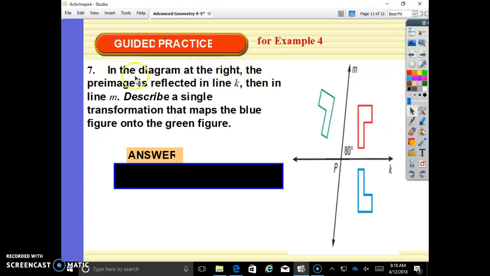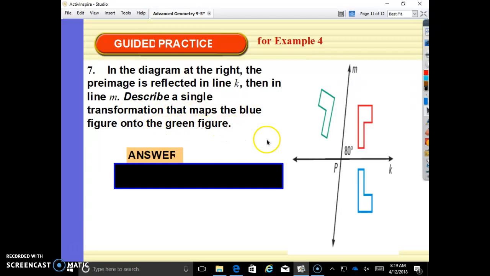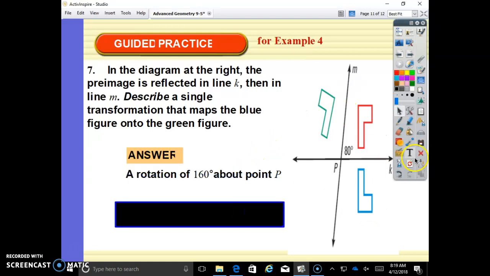In the diagram at the right, the pre-image is reflected in line K, then in line M. Describe a single transformation that maps the blue figure to the green figure. So instead of reflect, reflect, what can you do? Rotate. How many degrees? 160, about point P.